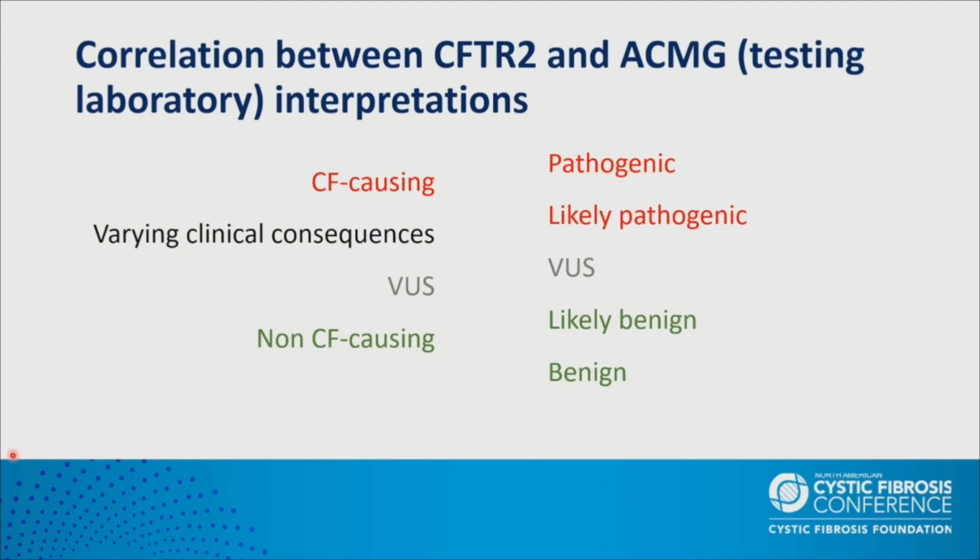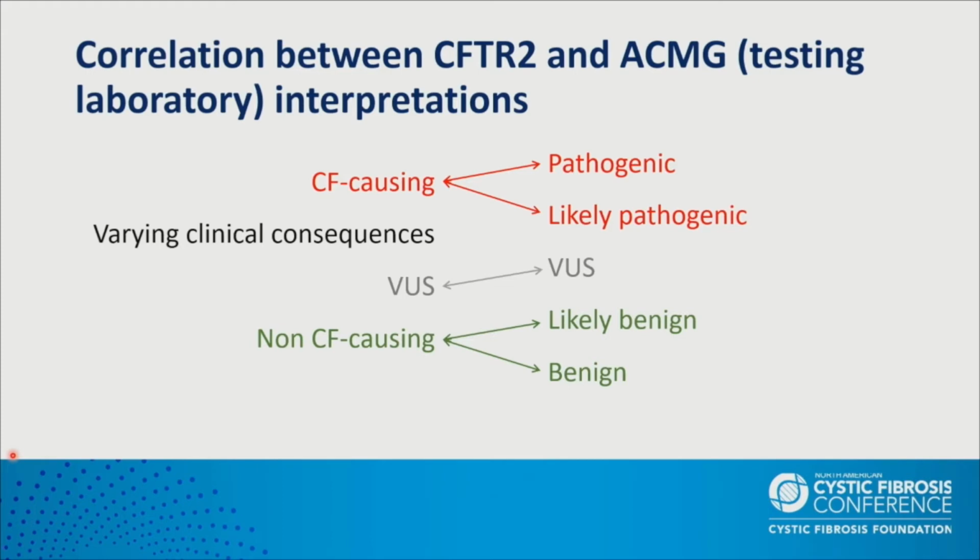So that's all well and good, except you just saw from Jessica's talk that in the lab reports, we often don't see the terms CF-causing, non-CF-causing, VCC. We see things like pathogenic, likely pathogenic. And so how do we equate these? Again, I think the most obvious is that when something is either pathogenic or likely pathogenic, those are variants that we would typically call CF-causing. When a lab calls something benign or likely benign, skip ahead just a sec, those are usually variants we would also call non-CF-causing. And VUS, or variant of uncertain significance, is pretty self-explanatory. That means we don't know actually what it does.